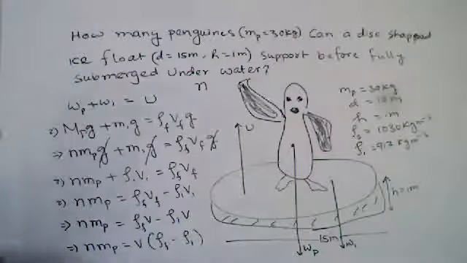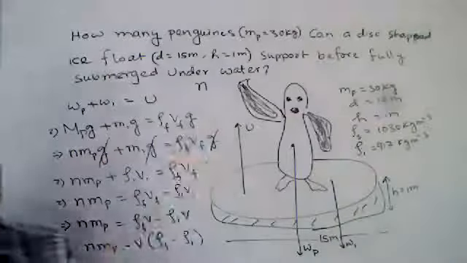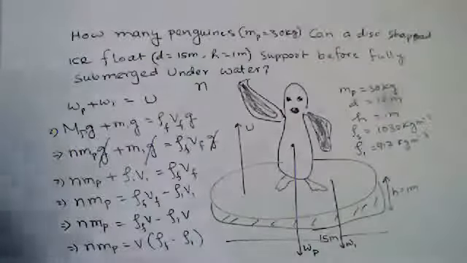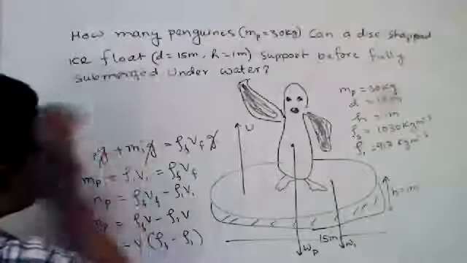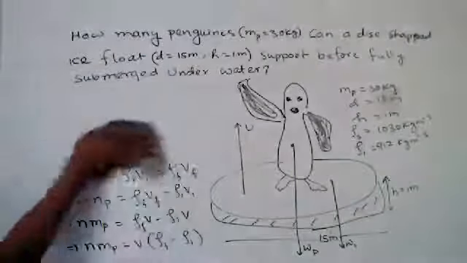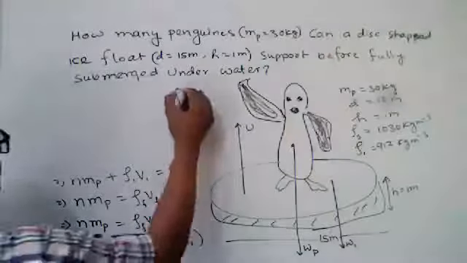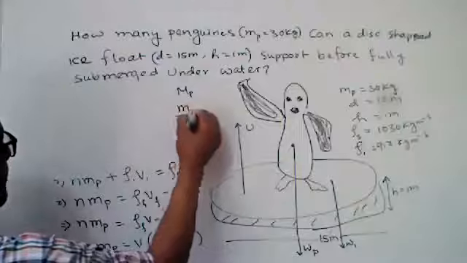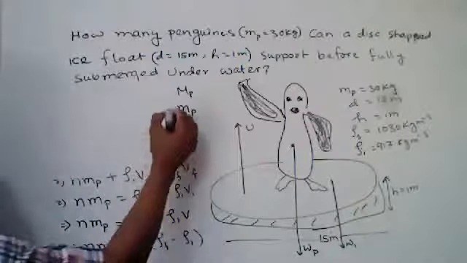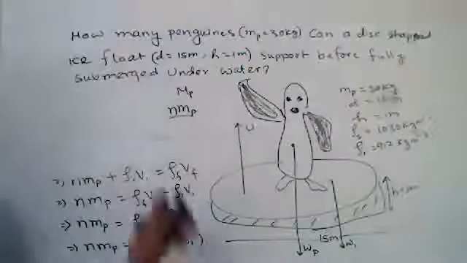Sir, what is n? Yes, n is the number of penguins. Sir, what was added here in place of the number of penguins? The mass of one penguin is MP, so the total mass of the penguins is n MP. Oh, okay, sir. Thank you. MP was the mass of one penguin.